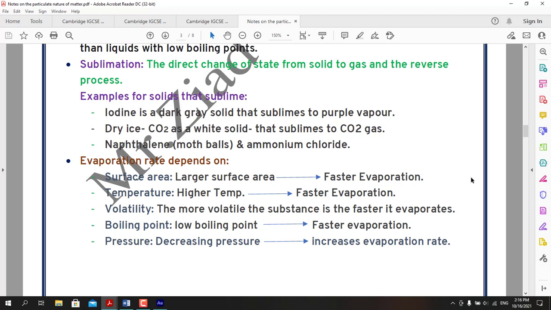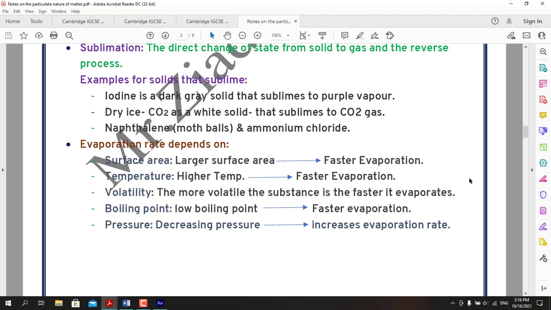Volatility. A volatile liquid is a liquid that has a relatively low boiling point and a high evaporation rate. So the more volatile the substance is, the faster it evaporates, because its boiling point is already low. So it doesn't require that much energy and heat to turn into a gas. The boiling point. A low boiling point means faster evaporation, which explains the volatility.